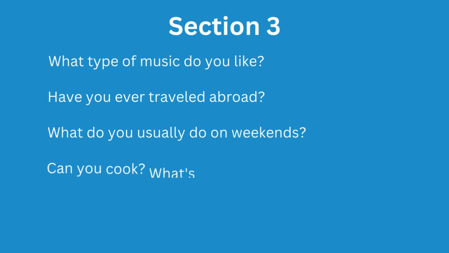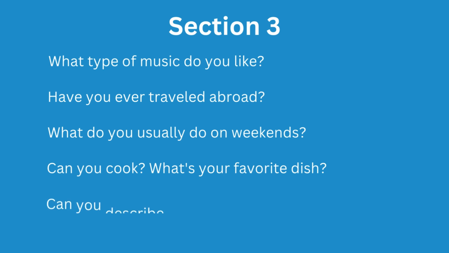Next question is, can you cook? And what's your favorite dish? Now these can be asked separately, but they can also be asked together as in this example. So if you can cook, if you have a favorite dish, you can simply say, yes, I can cook and my favorite dish to make is lasagna. Or if you cannot cook, you can simply say, no, I don't really cook that much.